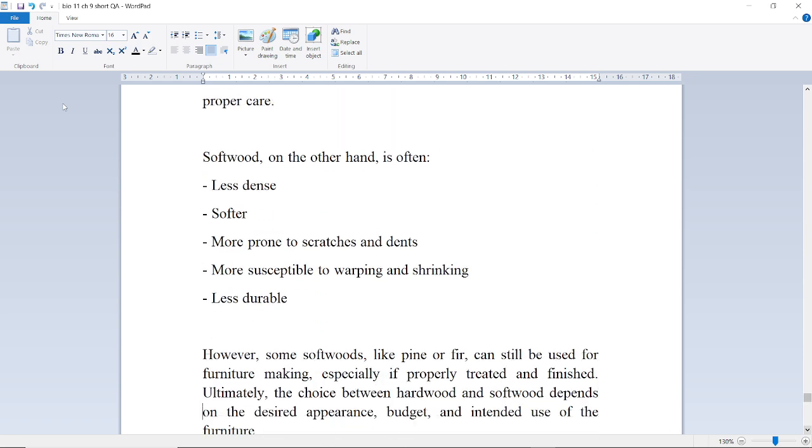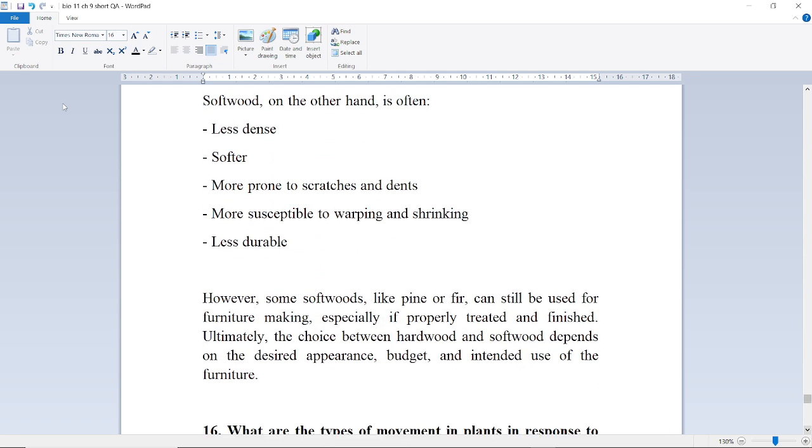Softwood, on the other hand, is often less dense, softer, more prone to scratches and dents, more susceptible to warping and shaking, less durable. However, some softwoods like pine or fir can still be used for furniture making, especially if properly treated and finished. Ultimately, the choice between hardwood and softwood depends on the desirable appearance, budget, and intended use of the furniture.